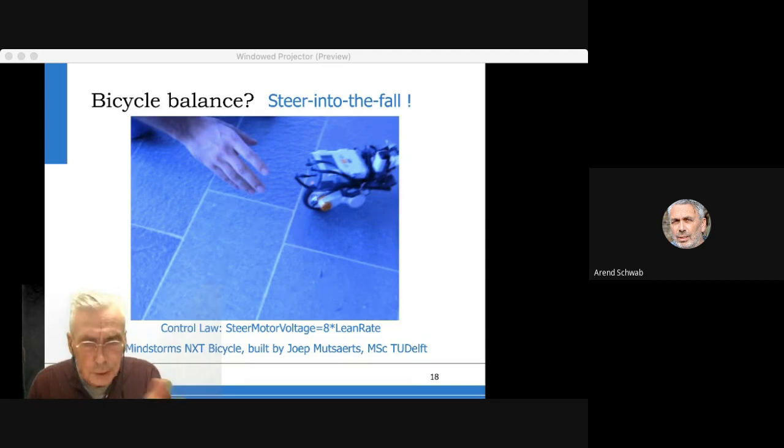So the amount of voltage means a certain torque. You have a lean rate sensor. Well, you have to steer into the lean. So let's apply a voltage which is proportional to this lean rate, and let's do it 10 times or 100, or minus 10 or minus 100. You have to fiddle a little bit with a feedback gain and the signs, and that should work. And then Joep looked at me in the face and he said nothing. He just looked at me.